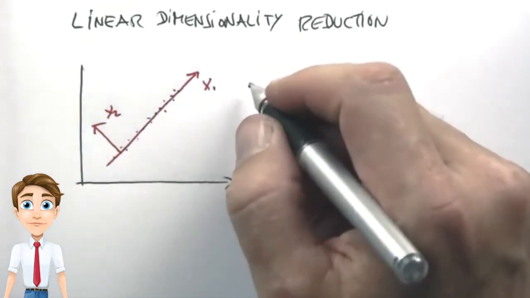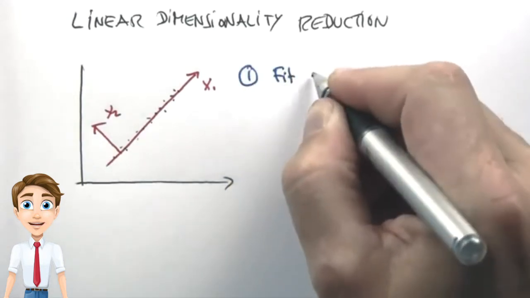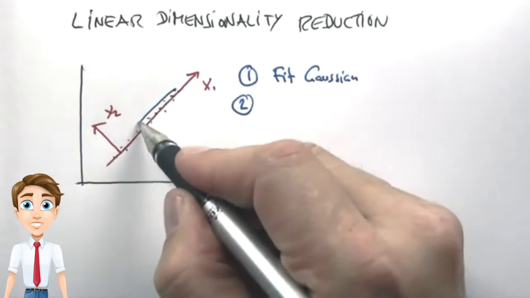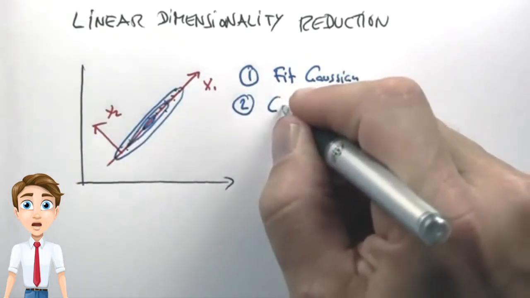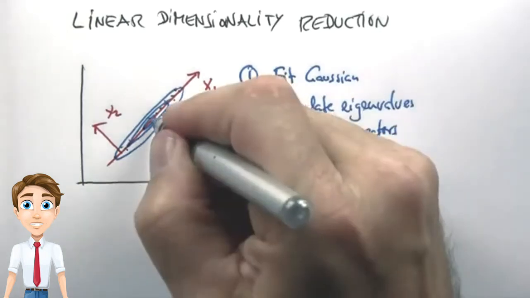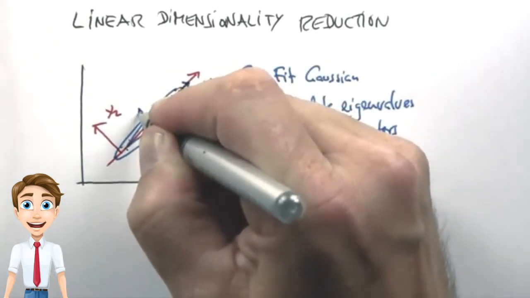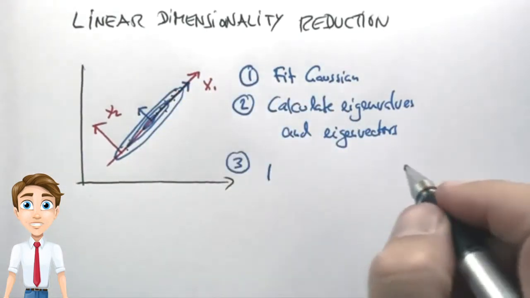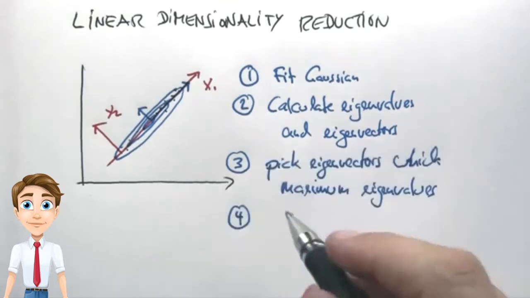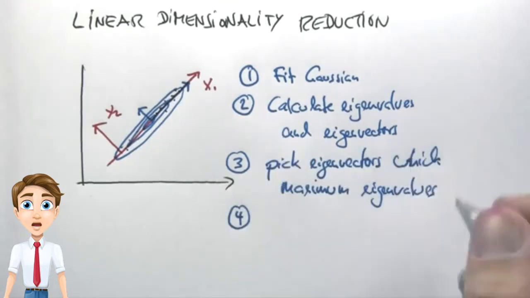The algorithm is amazingly simple. Number one, fit a Gaussian. We now know how this works. The Gaussian will look something like this. Number two is calculate the eigenvalues and eigenvectors of this Gaussian. In this Gaussian, this will be the dominant eigenvector, and this will be the second eigenvector over here. Step 3 is pick those eigenvectors whose eigenvalues are the largest. And step 4 is to project the data onto the subspace of eigenvectors you chose.